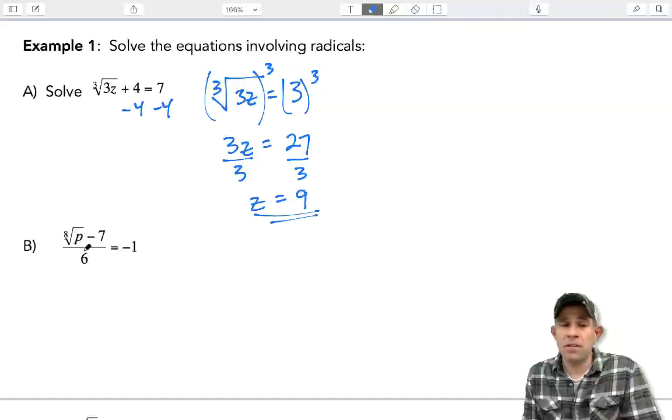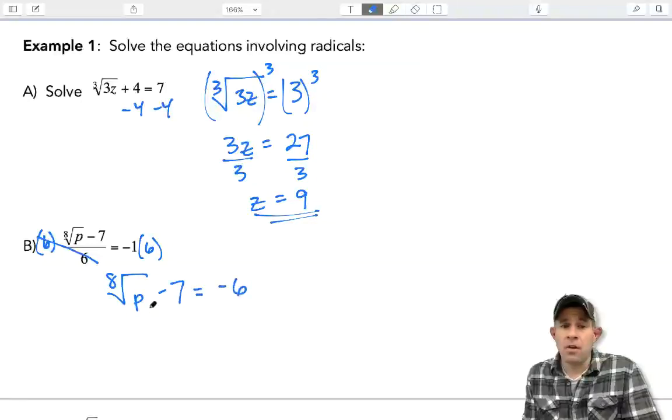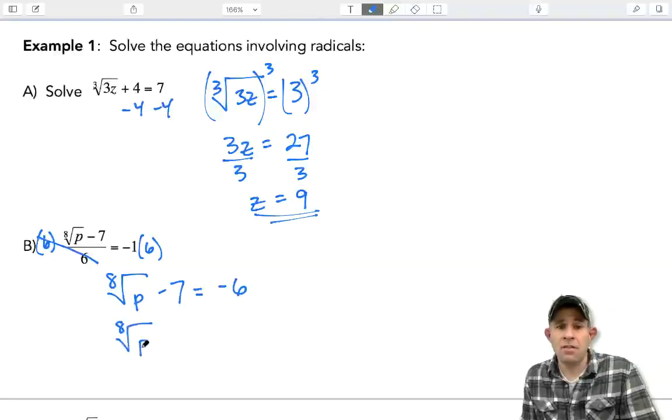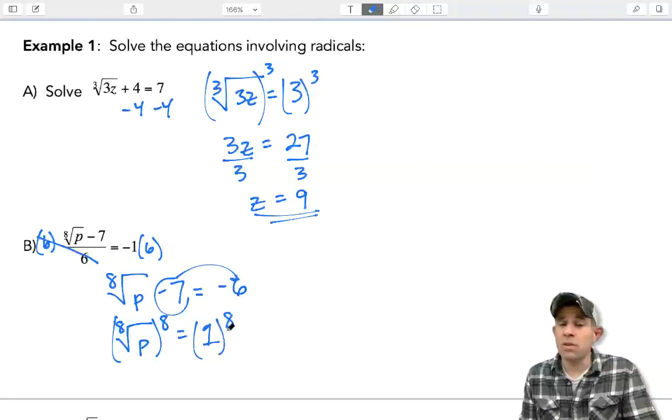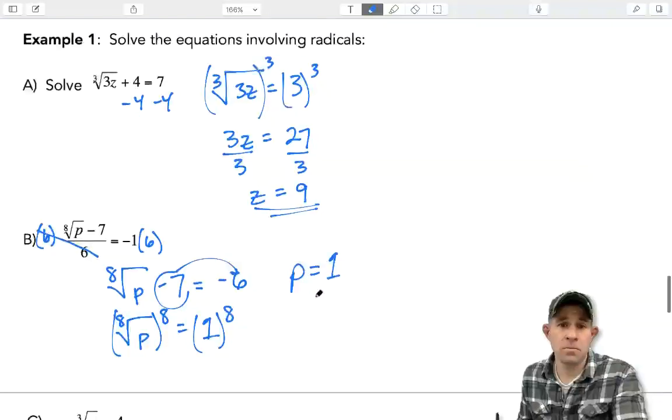We want to get p by itself here under the radical. So we're going to start by multiplying both sides by 6 to get rid of it on the left side. And that leaves us with the 8th root of p minus 7 is equal to -6. Now, let's isolate our 8th root of p by taking that -7 and adding it over to the other side to get a +1. And now we're going to do the inverse operation of the 8th root, which is the 8th power. And 1 to the 8th power is simply 1. So p is equal to 1.